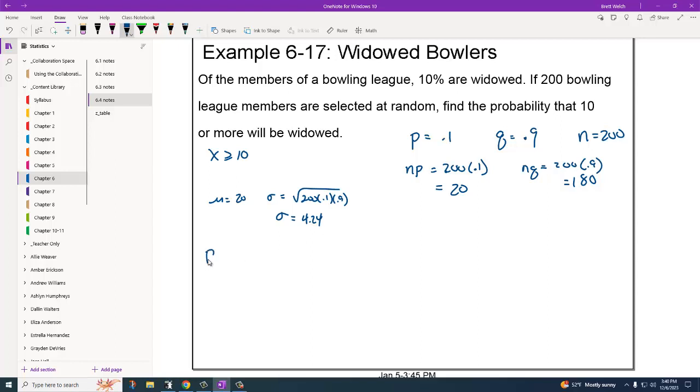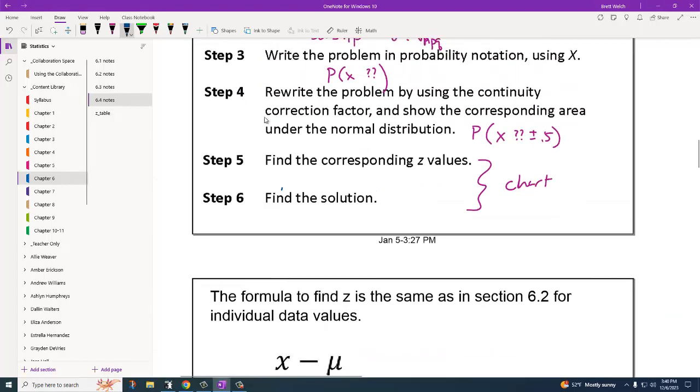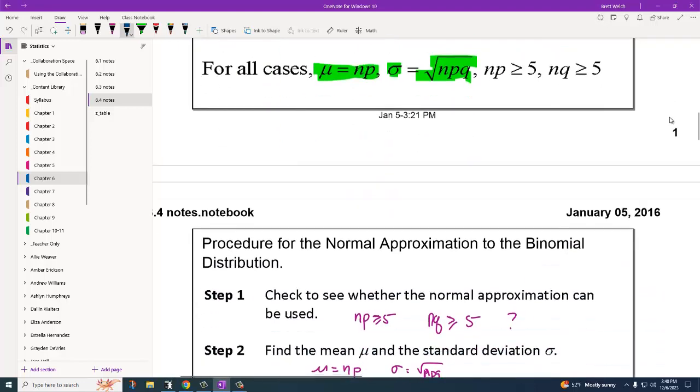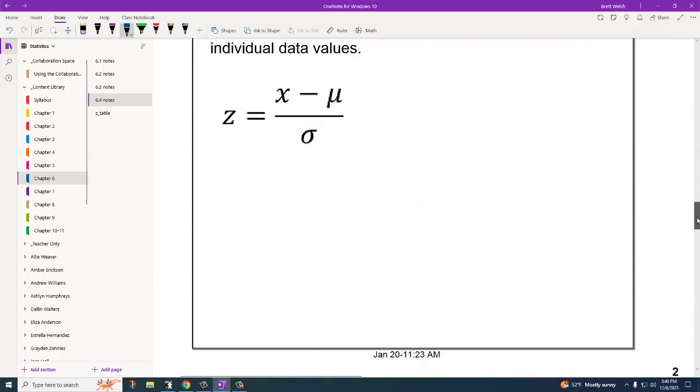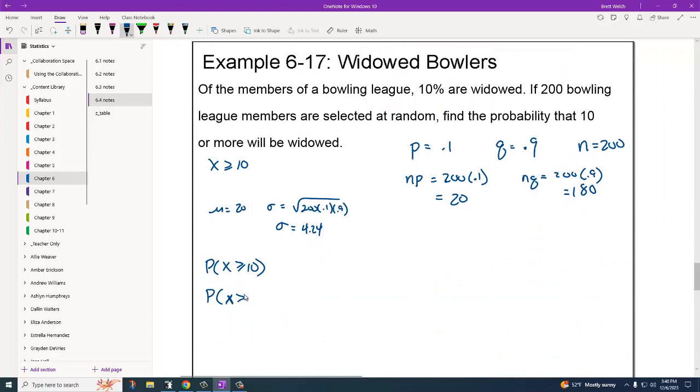And so my probability setup is X should be greater than or equal to 10. And for continuity correction, X will be greater than. Because I want to include the 10, I need to go before the 10. You can go back and check the chart. But for greater than or equal to, we get greater than, and we subtract 0.5. So we're going to go back down here, we're going to subtract 0.5, and stay with the greater than symbol. So instead of 10 here, I'm going to use 9.5.